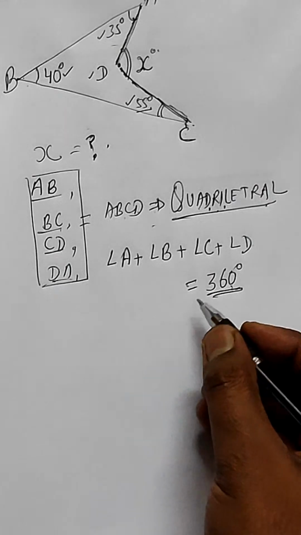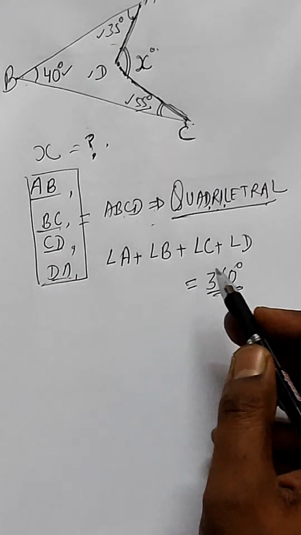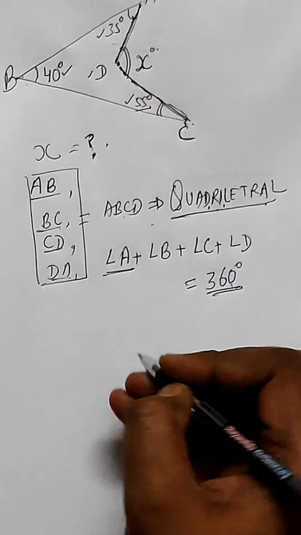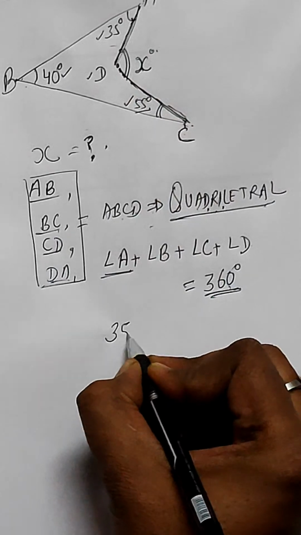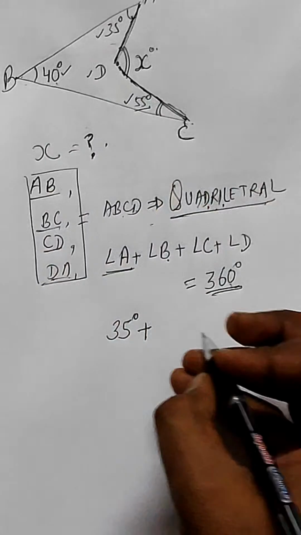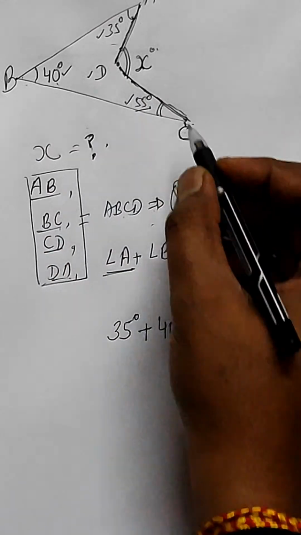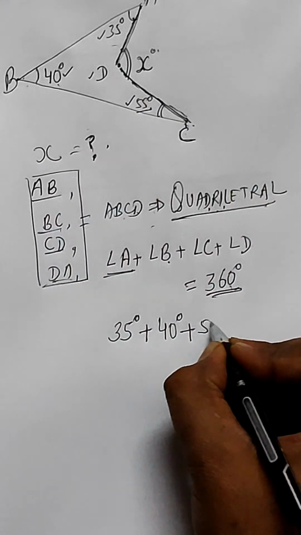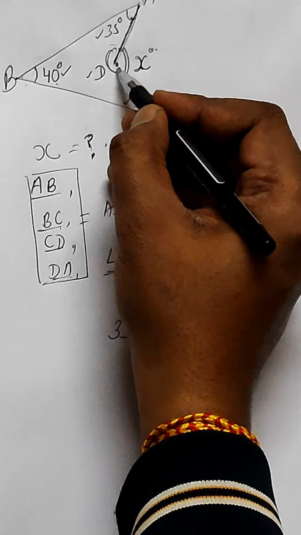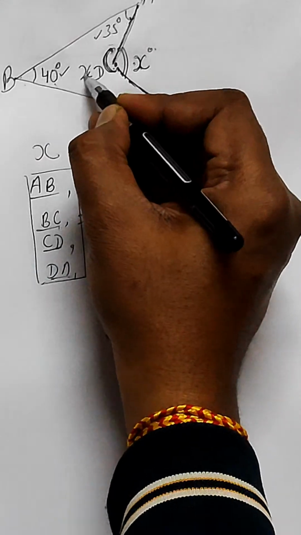So if the sum of all angles of a quadrilateral is 360 degree, then we can say that, put the value of A as 35. So 35 degree plus B. What is the value of B? It's 40. Just write it over here. Plus C. What is it? It's 55. Plus angle D. What is this angle? This angle is always equal to x.